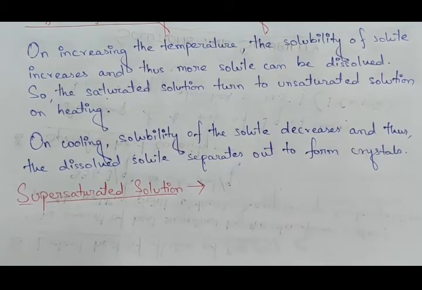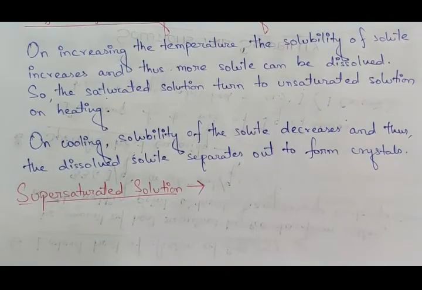So 36 grams is the maximum amount. No more sodium chloride can be added at 20 degrees Celsius to the 100 grams of water. So this will form the saturated solution. Now if a solution contains more amount of solute than the theoretical value, then that type of solution is called the supersaturated solution.